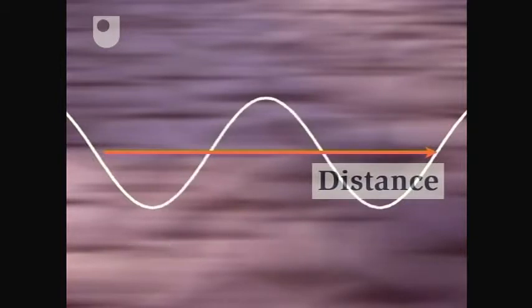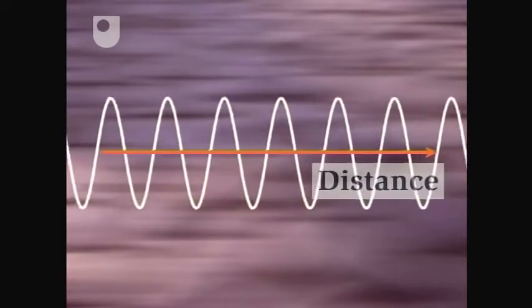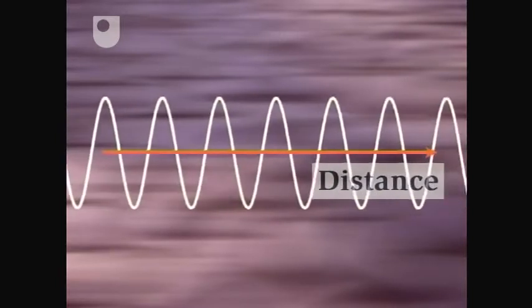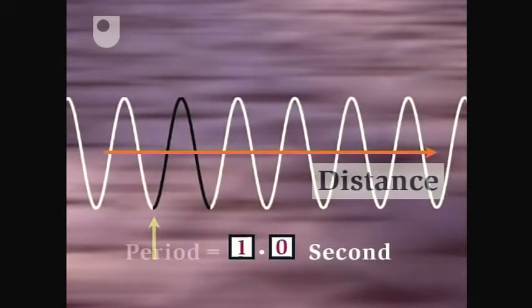On the other hand, if the paddle moves up and down more rapidly, the wavelength becomes shorter. In this case, the wave takes only 1 second to travel a distance of 1 wavelength. So with the paddle oscillating like this, 1 complete cycle goes past every second.